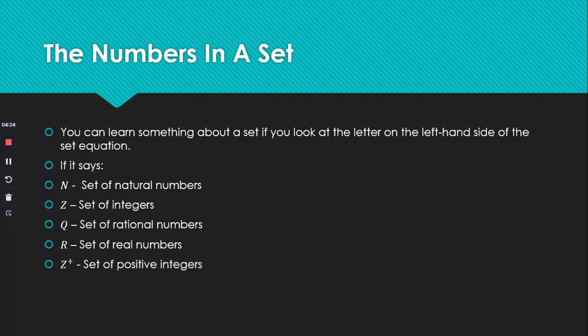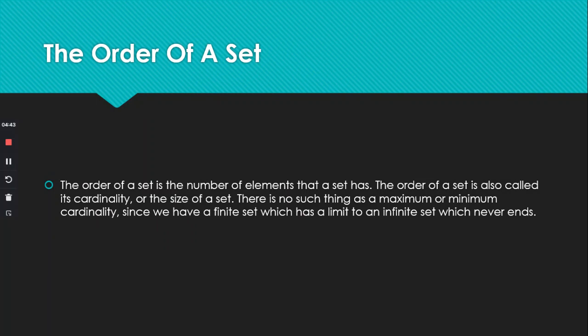N is a set of natural numbers. Z is a set of integers. Q is a set of rational numbers. R is a set of real numbers, and Z⁺, with a little positive sign on the top, is a set of positive integers. The order of a set.